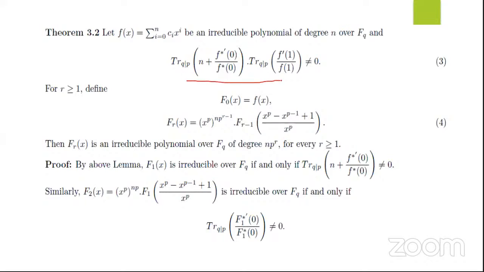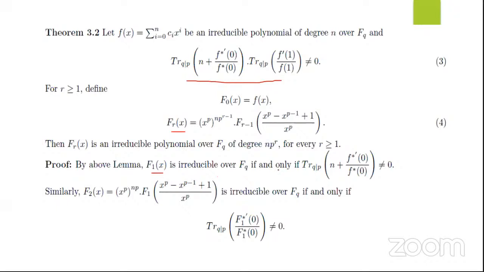The next theorem is, if we have a polynomial f of x which is irreducible and satisfying this condition, then we define f r of x for r greater than or equal to 1 as x raised to power p n p raised to power r minus 1, f r minus 1 of x raised to power p minus x raised to power p minus 1 plus 1 upon x raised to power p. Then we'll prove that these polynomials are irreducible polynomials having degree n p raised to power r. To prove this, we use the above lemma and we'll prove this theorem by the method of induction.